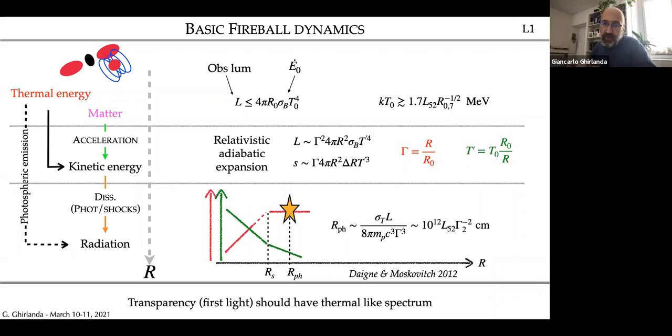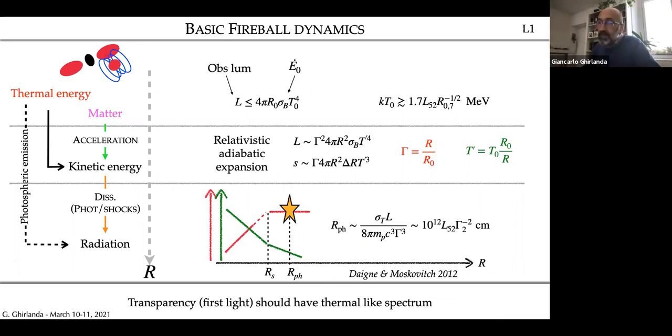This is what we call the photospheric radius, which can be derived and put into relation with the observables of the source, so the luminosity and the Lorentz factor. For typical values, it is of the order of 10 to the 12 centimeters. This could be regarded as the first light from the outflow. And this should happen, at least within this model, and the emission that we should see is a kind of thermal-like emission.